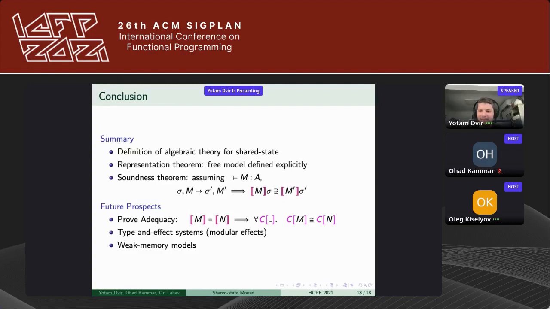Okay. Yes. As Asa said, weak memory models are the most interesting thing.